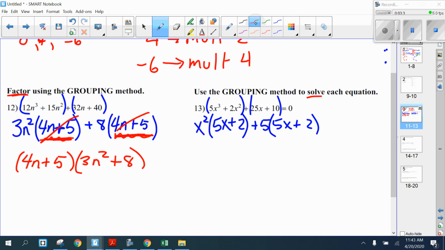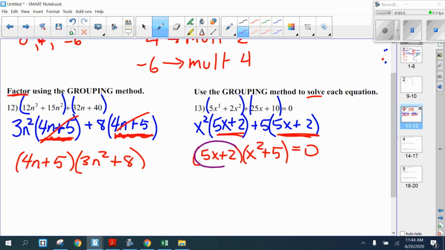The whole key to this is seeing this match. If you don't get this match, then you did it wrong. So we have 5x plus 2, and then x squared plus 5 left over. Now don't forget your equal 0. We are trying to solve this. So the first part is easier than the second part. When we talked about multiplicities, you were able to do this in your head, find the x number that makes 0. If you can do that in your head, then great, do it in your head. If you can't do it in your head, we can do algebra.